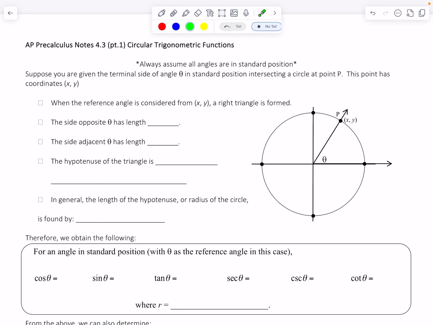Hi Precalc, so we're going to go ahead and start with talking about our circular trig functions. We're eventually getting to a unit circle, but not quite there yet. So for today, we're going to always assume that our angles are in standard position.